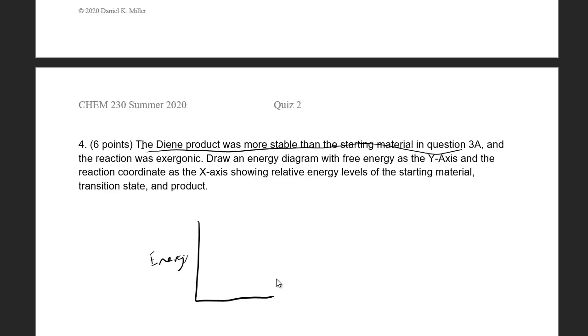So draw an energy diagram where free energy is the y-axis, and the reaction coordinate is the x-axis. Show energy levels of the starting material, so I'll start right here. The transition state is going to be much higher in energy. It's an exergonic reaction, which means that our product is more stable than our starting material. So this is our product, this is the transition state, and this is the starting material.